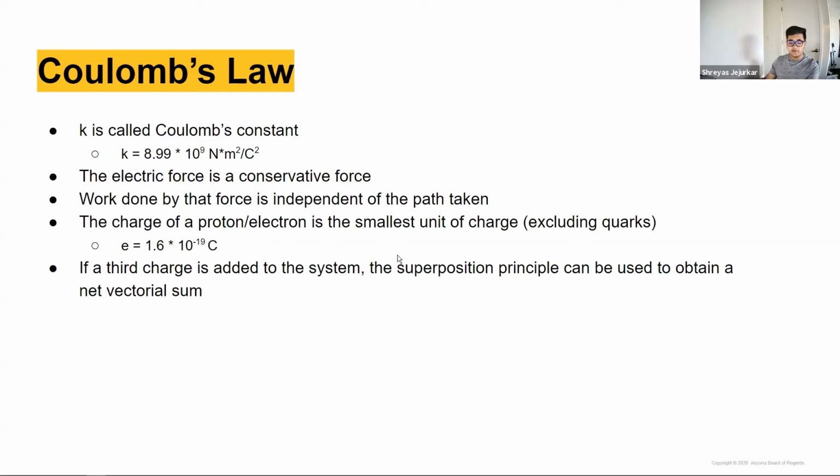Now, we've worked out a model for a two-charge system, but if a third charge is added to the system, we can use the principle of superposition to obtain the net vectorial sum. So if there are three particles and you want to calculate the force on particle 1, you'd calculate the force applied by particle 2 onto 1 and by 3 onto 1, and you would just take the vector sum of those two forces.